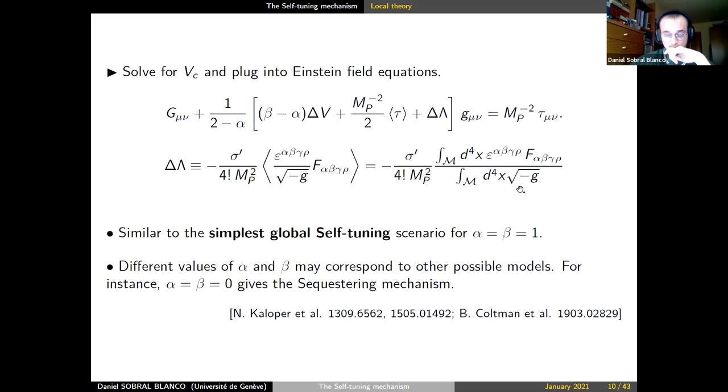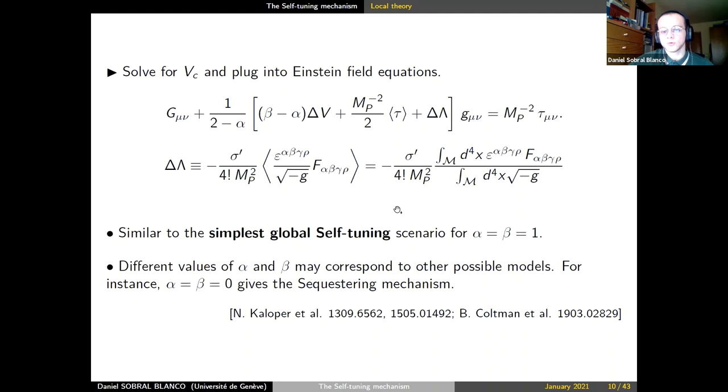And we can immediately see that if we take beta and alpha to be equal to one, this is very close to the simplest global self-tuning scenario that I showed you before for these values of the parameters. The difference is that, if you remember the question before, we only had this term, and here, because we are adding a boundary contribution, we have this term here.